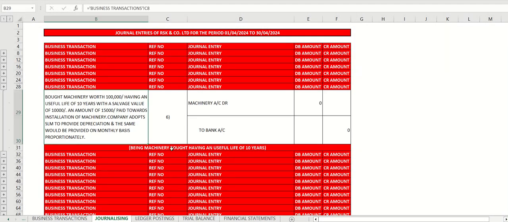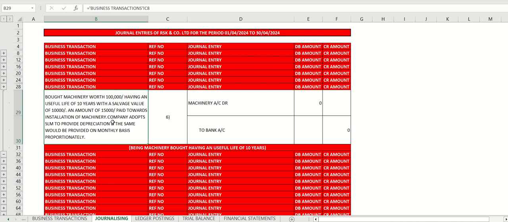Bought machinery worth 1 lakh, having a useful life of 10 years with a salvage value of 10,000. An amount of 15,000 was paid towards installation of machinery. The company adopts SLM to provide depreciation, and the same would be provided on a monthly basis proportionately. So there are multiple transactions as part of this business transaction. One is the purchase of the machinery, and there is some installation cost that has been incurred.